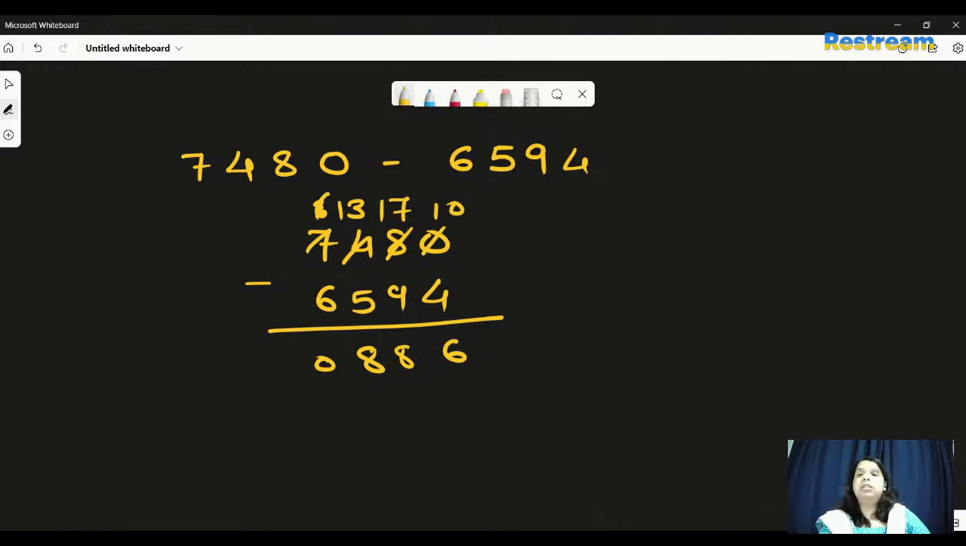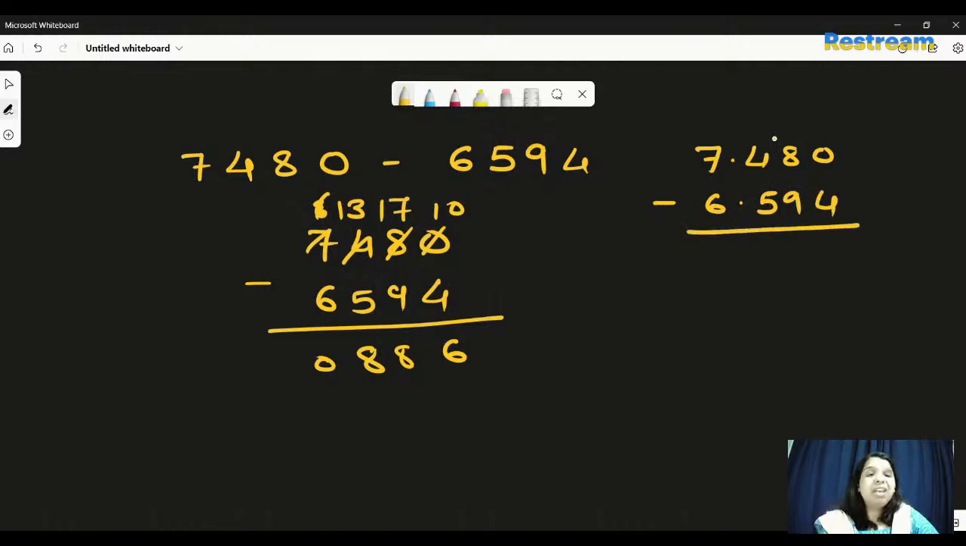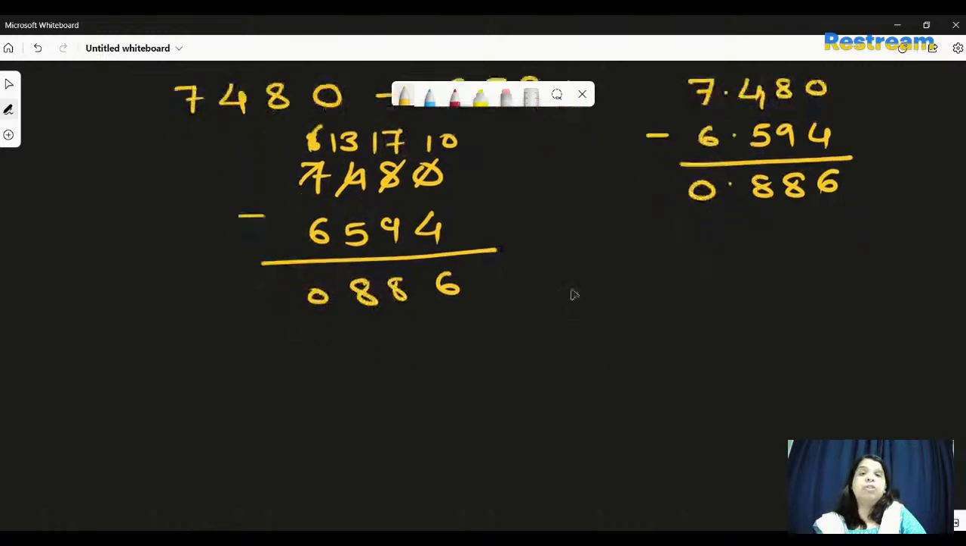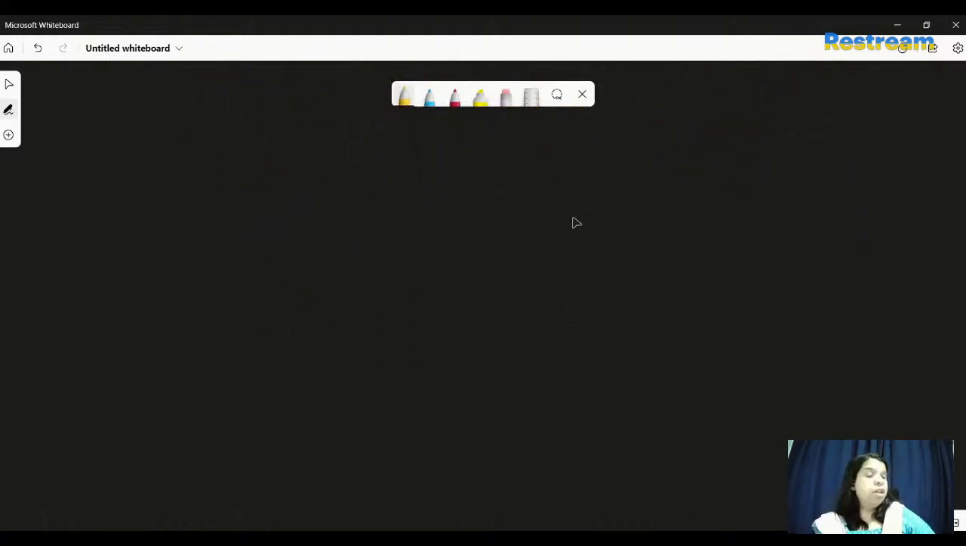So the answer is 886. Okay, let's see whether we have got the right answer. We have 7480 minus 6594. This is correct. So what if I had 7.480 minus 6.594? It would still give me 0.886. So it doesn't matter whether it is a whole number or a decimal. The way we subtract is still going to be the same. We are still going to do the borrow, just as we do the carry forward in the case of addition. So let's try one more.